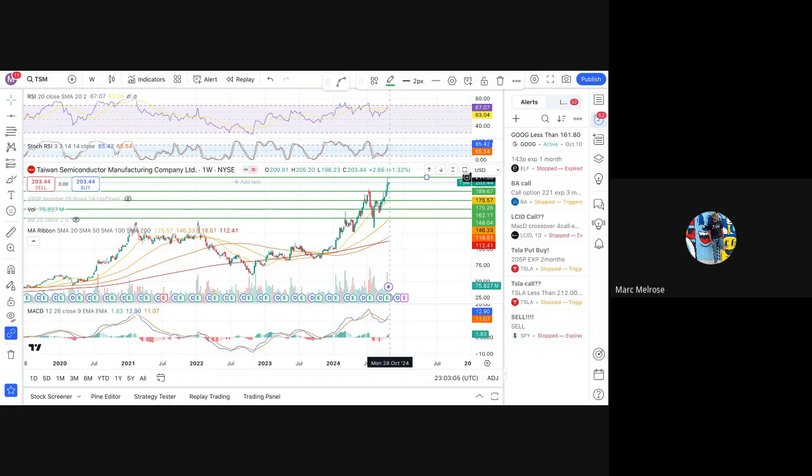Yeah, it can happen. So someone wrote in the chat, the moving averages are so spread out on TSM. What are the implications of that? Yeah, and they're in chronological order.